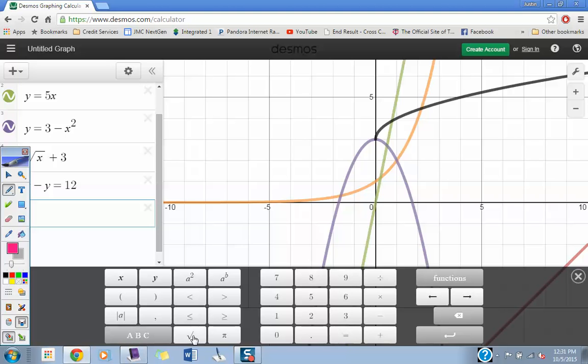All right, real quickly, part C, linear or nonlinear? What'd you find out? Nonlinear. Nonlinear. Throw my graphs up here. Yeah, the 3 minus x squared, that's this purple line right here for me.